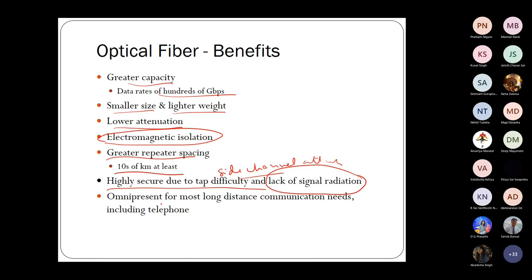And that is omnipresent now for most long distance communication, including telephone. So telephone is no longer transmitted as analog. It's converted to digital. And this is what I was mentioning, almost all long distance communication that you will see today. Actually, I don't know of any without that. There may be some odd cases. It is optical fiber, digital communication.